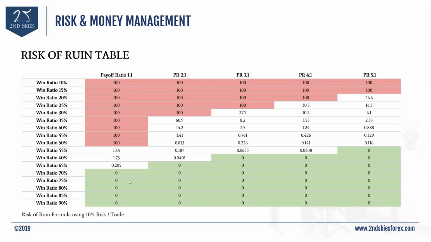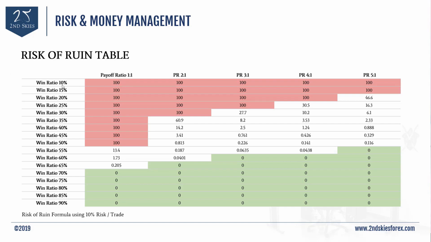Now, inside these little boxes here is the percent chance that you're going to blow up your account. So if you're 10% accurate, that means out of 100 trades, you're going to win 10 and lose 90. If you're risking 1,000 to gain 1,000, or a payoff ratio of 1 to 1, well, you have a 100% chance of blowing up your account.